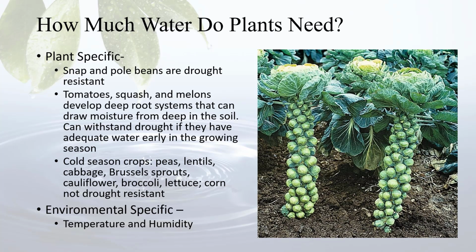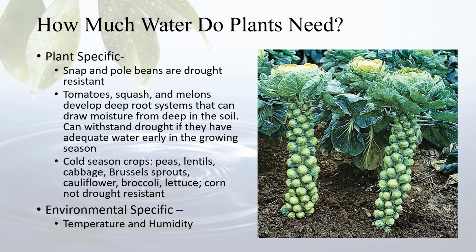As some examples, your beans, your snap and your pole beans, are often drought resistant. Tomato, squash, and melons have deep root systems that can draw moisture deep from the soil, so they can withstand drought if they have adequate water early in the growing season. So some of the characteristics of our plants are going to impact this as well, as we see there with our deeper root system plants. A lot of our cool season crops, your peas, lentils, cabbage, Brussels sprouts, cauliflower, broccoli, lettuce, corn, are not drought resistant, and so they need a lot of water.